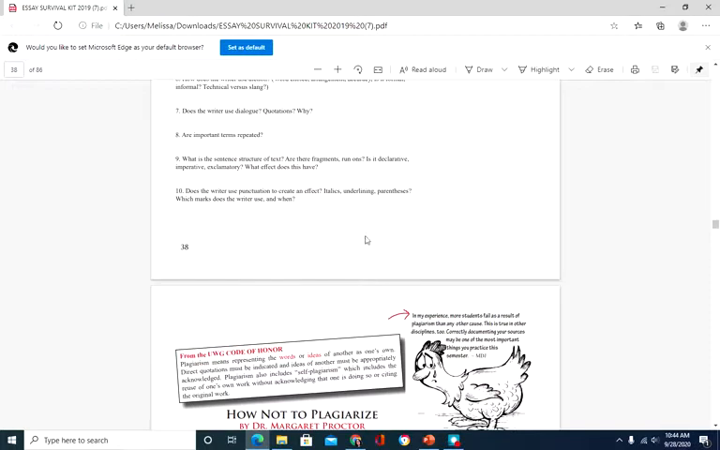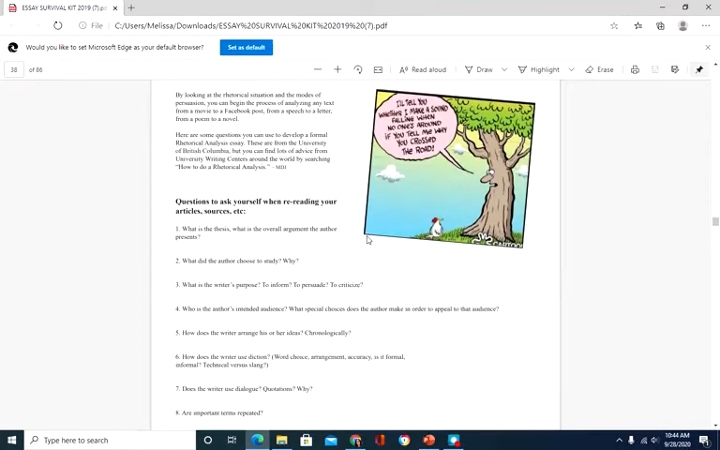And finally, does the writer use punctuation to create an effect? Italics, underlining, parentheses. What marks does the writer use and when? So think about that. You can also think again about any images that appear, headlines. What are the headlines? What are the titles? There's usually a very close relationship between the title of a document and the document itself. A good writer will try to create a title that somehow encapsulates, even if it's subconsciously, the tenor or meaning of the text itself.